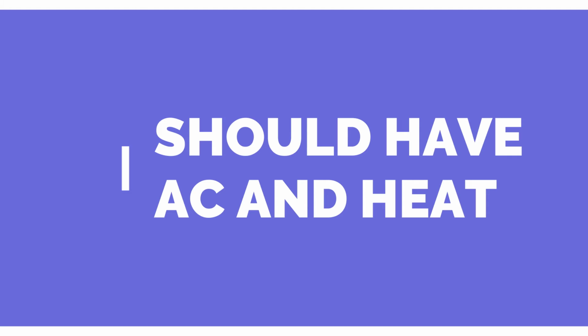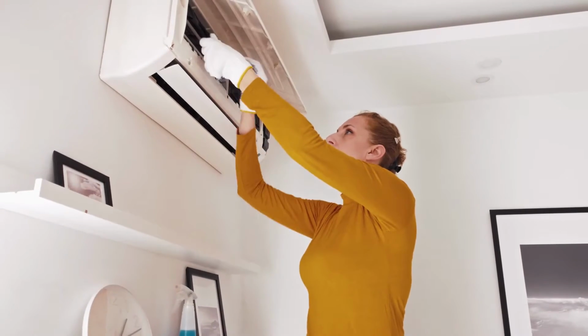Number 3, the property should have AC and heat for obvious reasons. And of course, we prefer if the AC and heat is central. Otherwise, portable or window units can also work, but it's not as aesthetically pleasing. So again, central is always better. And you can often see in the description, or when you speak to the landlord, you can also confirm whether or not it has AC and heat.